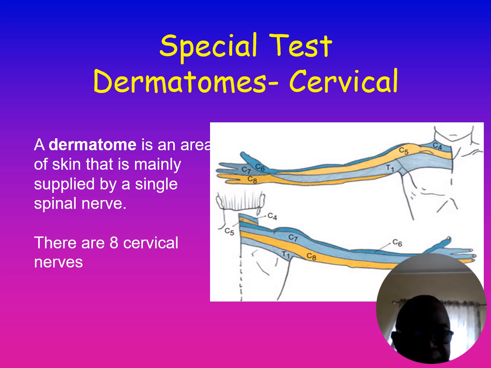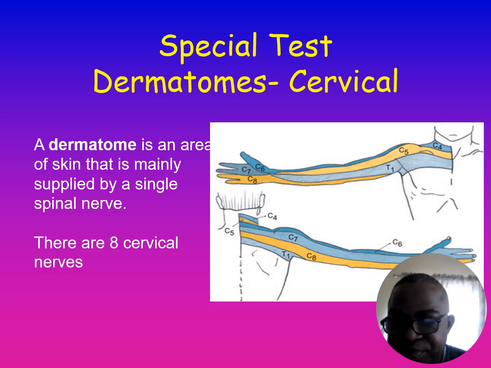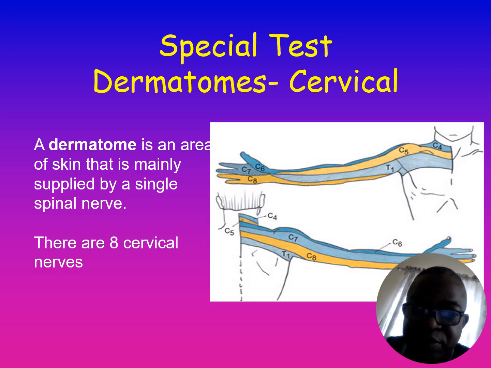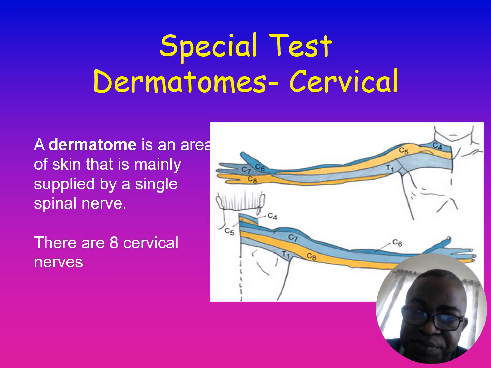We also have dermatomes. As you can hear, the word derma implies skin, isn't it? So what is a dermatome? A dermatome is an area of the skin that is supplied by one single spinal nerve. An area of the skin that is supplied by one single spinal nerve.